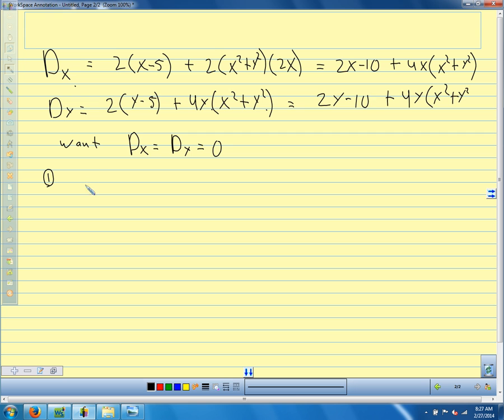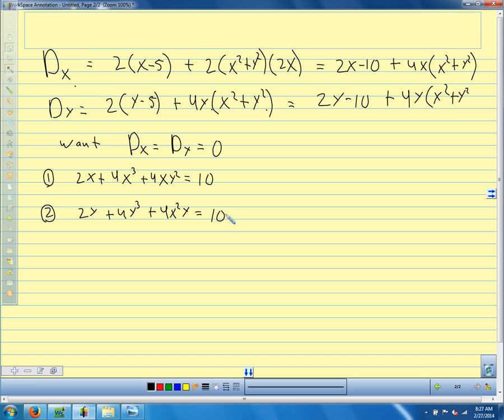For equation 1, I get 2x plus 4x to the third plus 4xy squared equals 10. And for equation 2, I get 2y plus 4y to the third plus 4x squared y equals 10. And we need to solve this system of equations.